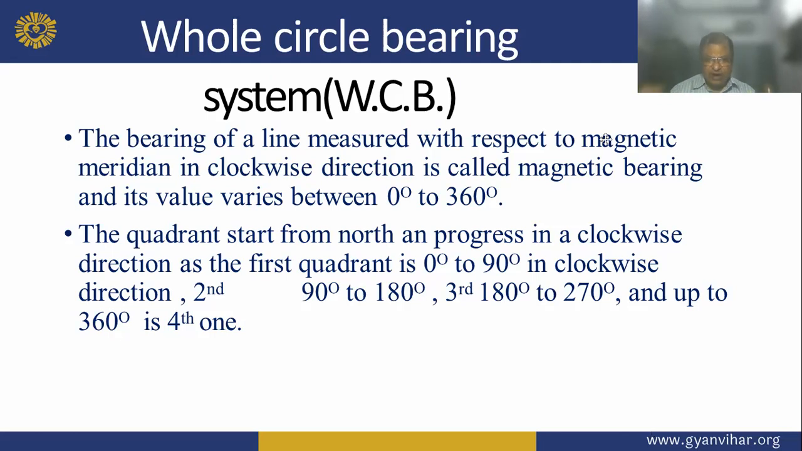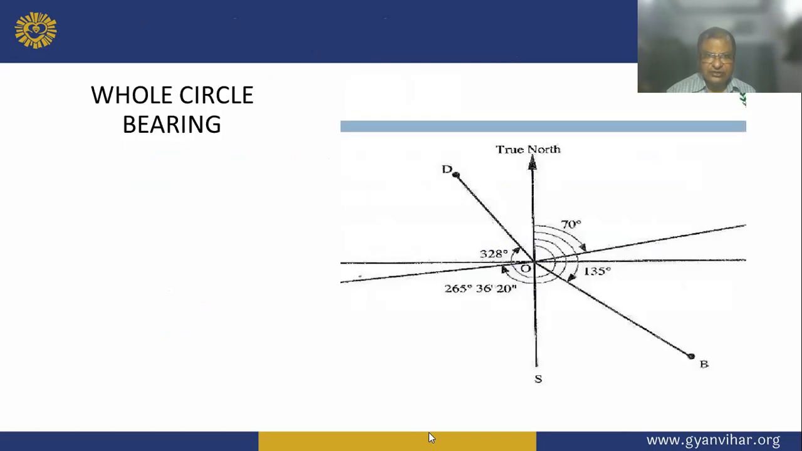The quadrants start from north and progress in a clockwise direction. The first quadrant is 0 to 90, second quadrant 90 to 180, third 180 to 270, and the fourth quadrant is 270 to 360 degrees. So this is the whole circle bearing. You can see this graph. This is in the drawing. This is true north, and these all are whole circle bearings.